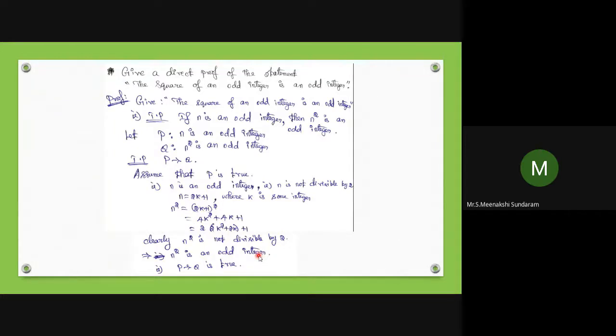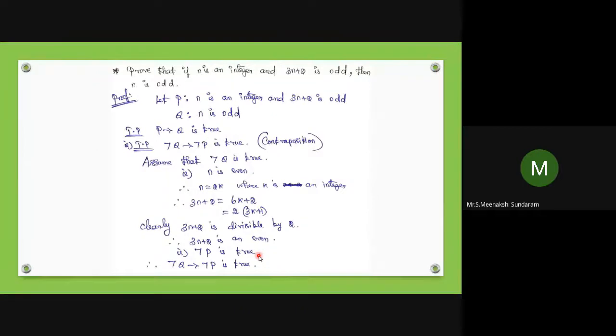Therefore P implies Q is true. That is your conclusion. So this is the way of proof. You take the left hand side and conclude the right hand side. That is a way of proof.